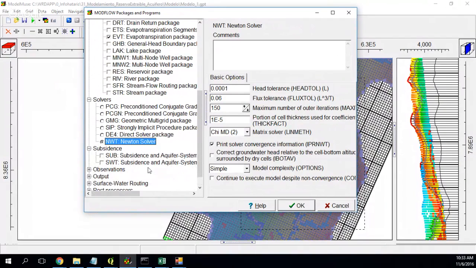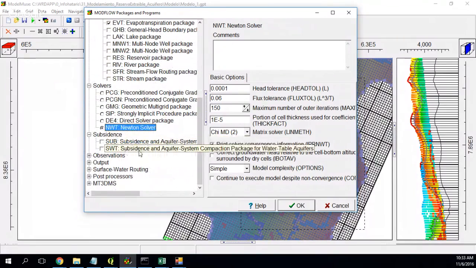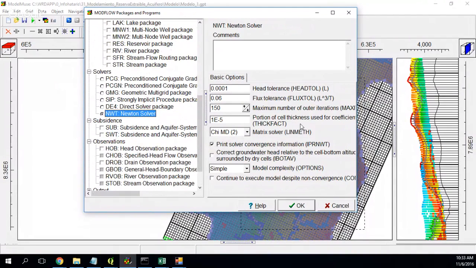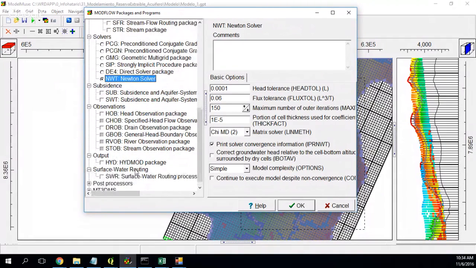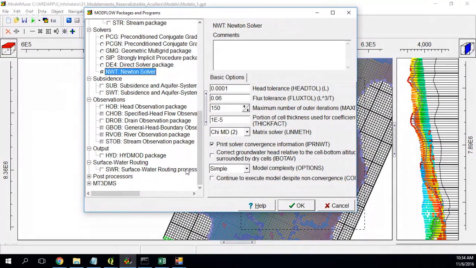Subsidence, I have not done any example of subsidence, but you can go to the reference and the papers. Observations here is very interesting because you can have observations with piezometric heads and also with base flow, with drain observations. In the results of the software you can have the comparison between your observed flow and the observed and calculated piezometric heads. Okay, the output, I have not done much of that. And here is another package, and Richard Winston, the developer of ModelMuse, has done many, many videos on this.